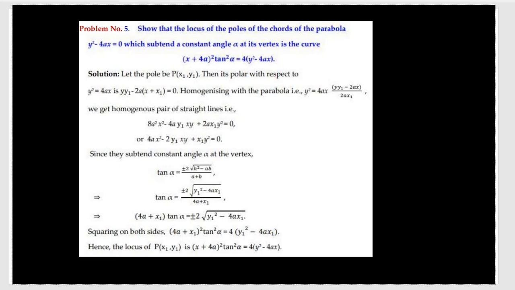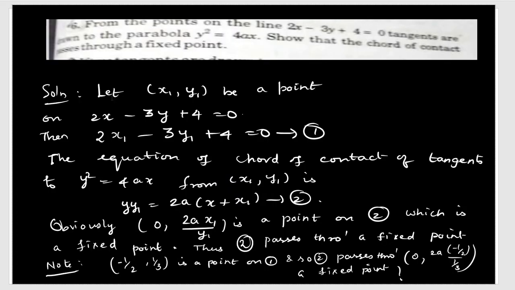And then the next one, sixth one. A line 2x minus 3y plus 4 equal to 0 is given. From the points on it we draw tangents to the parabola. When we draw such tangents, we get the chord of contact. We have to say that this chord of contact passes through a fixed point. So that is the problem.